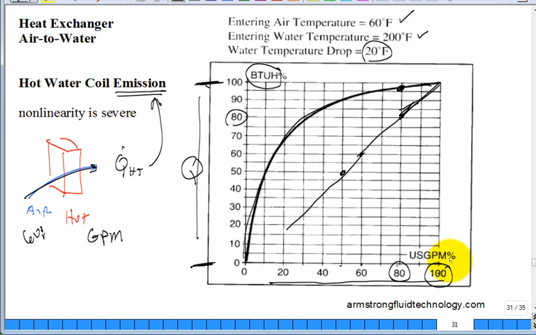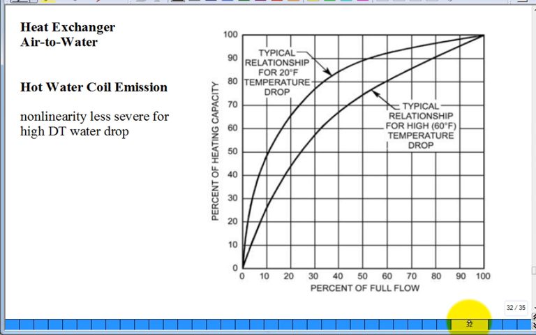So if you're trying to control this, you want to control not just the flow rate of water linearly. What you can do to reduce the severity of the nonlinearity is to put in a larger delta T for that hot water. So you got to put it in typically at a higher temperature, but on delta T of the water go to 60. That'll help straighten it up, but often we're stuck with low delta T for the water.